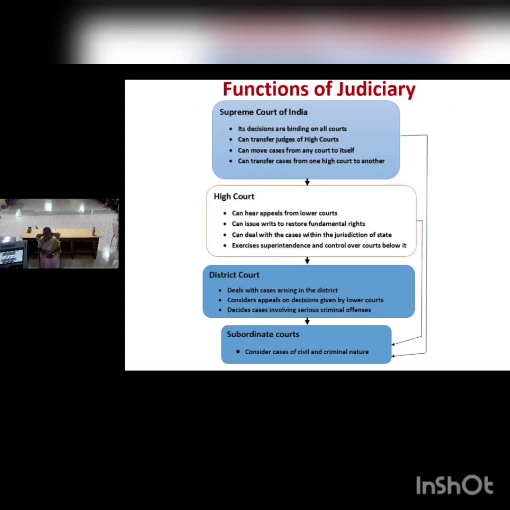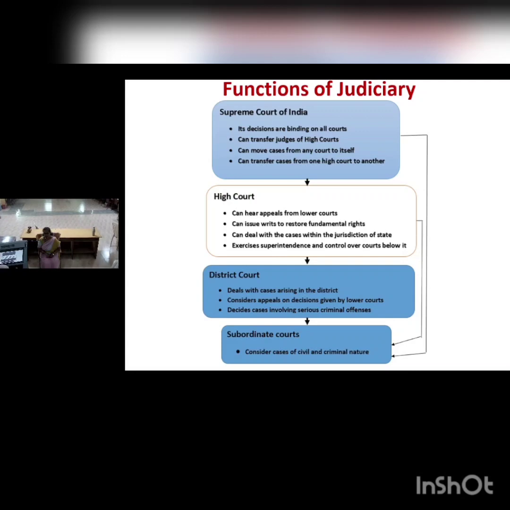Functions of the judiciary. The Supreme Court of India's decisions are binding on all the courts. It can transfer judges of high courts, can move cases from any court to other courts, and can transfer cases from one high court to another high court. High courts can hear appeals from lower courts, can issue writs to restore fundamental rights, and can deal with the cases within the jurisdiction of the state. It exercises superintendence and control over the courts below it.